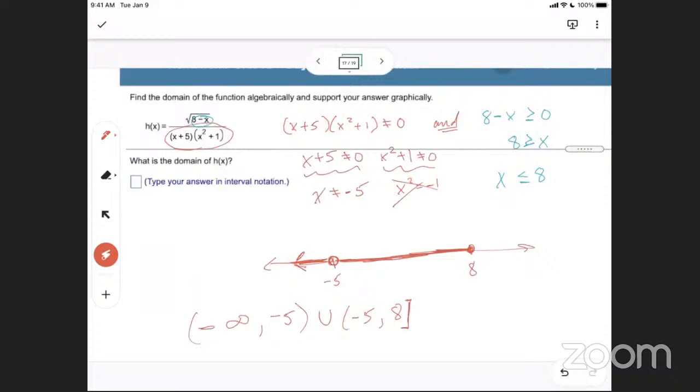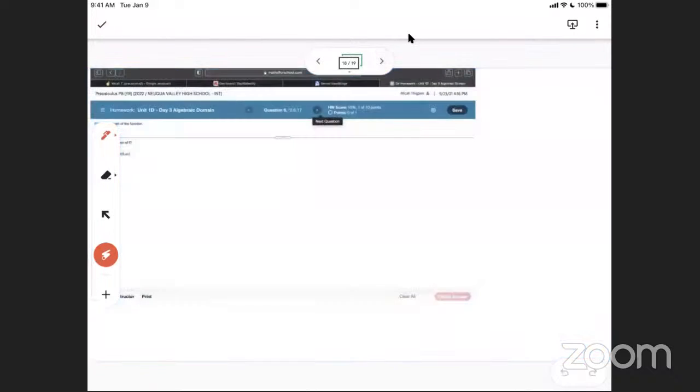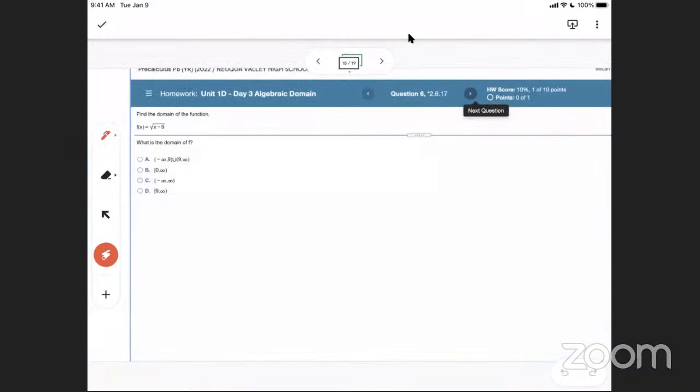Okay. Now it said support your answer graphically. So I think maybe what they want you to do is actually plug that into your graphing calculator, and then just look at it and be like, oh yeah, it's not defined at negative 5, and it's not defined to the right of 8. Maybe, I don't know for sure, to be honest, but I think that's what they mean by that. Does that make sense? Yeah. All right, let's see if we can do probably one more.